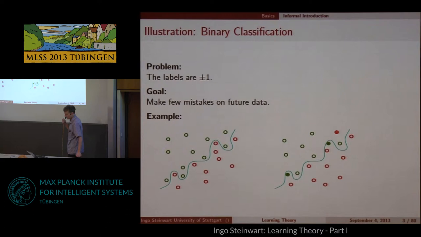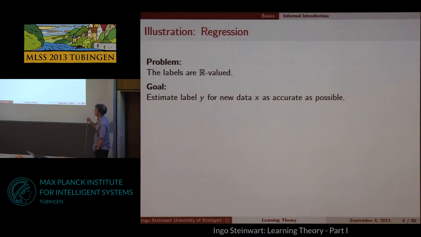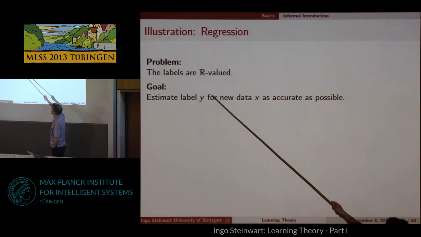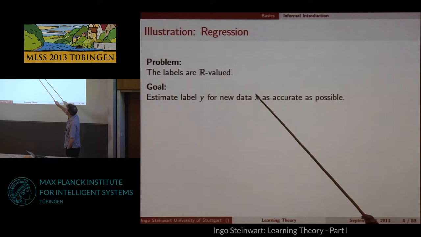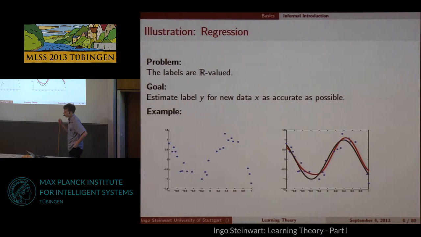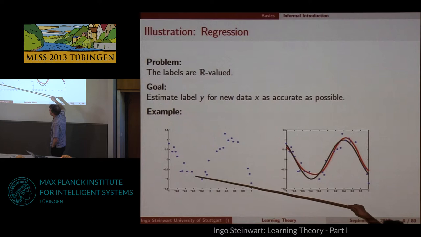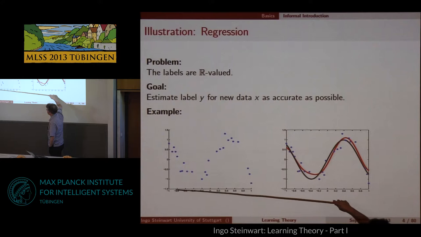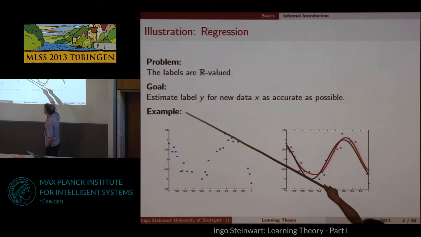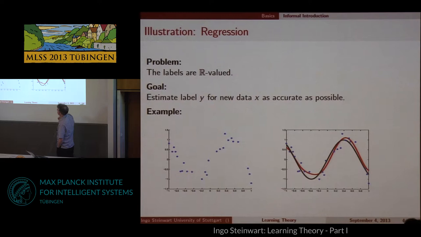So this is probably the easiest supervised learning scenario. And the second classical learning scenario is regression. Here we allow the labels to be any real value, or maybe some bounded real value. This doesn't really matter. The goal is that we want to estimate the label y again from our data for new data x as accurately as possible. So here again, we have some training data. I didn't draw the corresponding predictors here for the training data. In this case, we have a one-dimensional data set. The x space is just the unit interval between 0 and 1. And our labels here in this case are some values between minus 1.5 and 1.5.